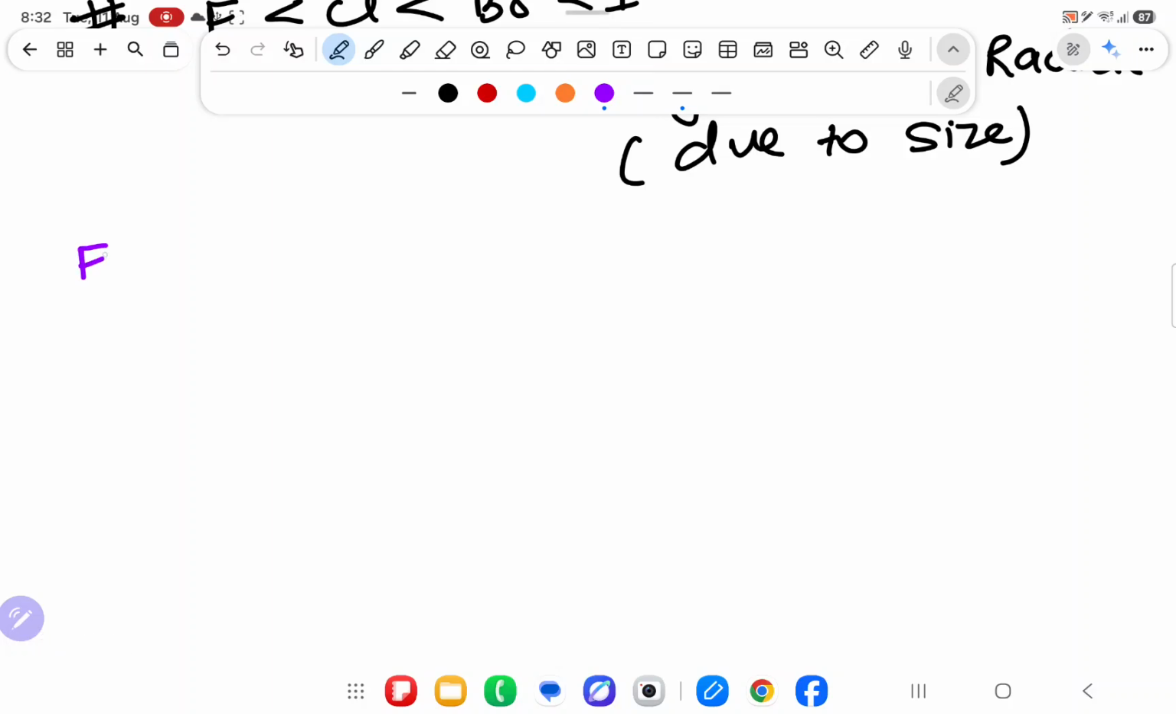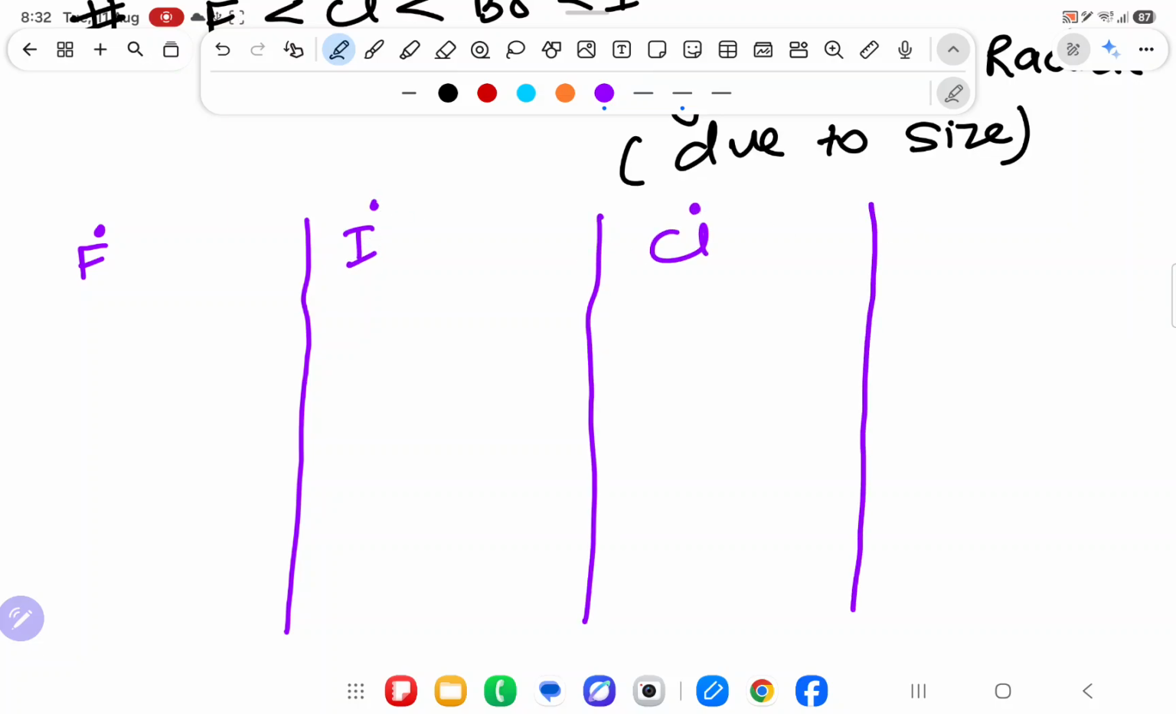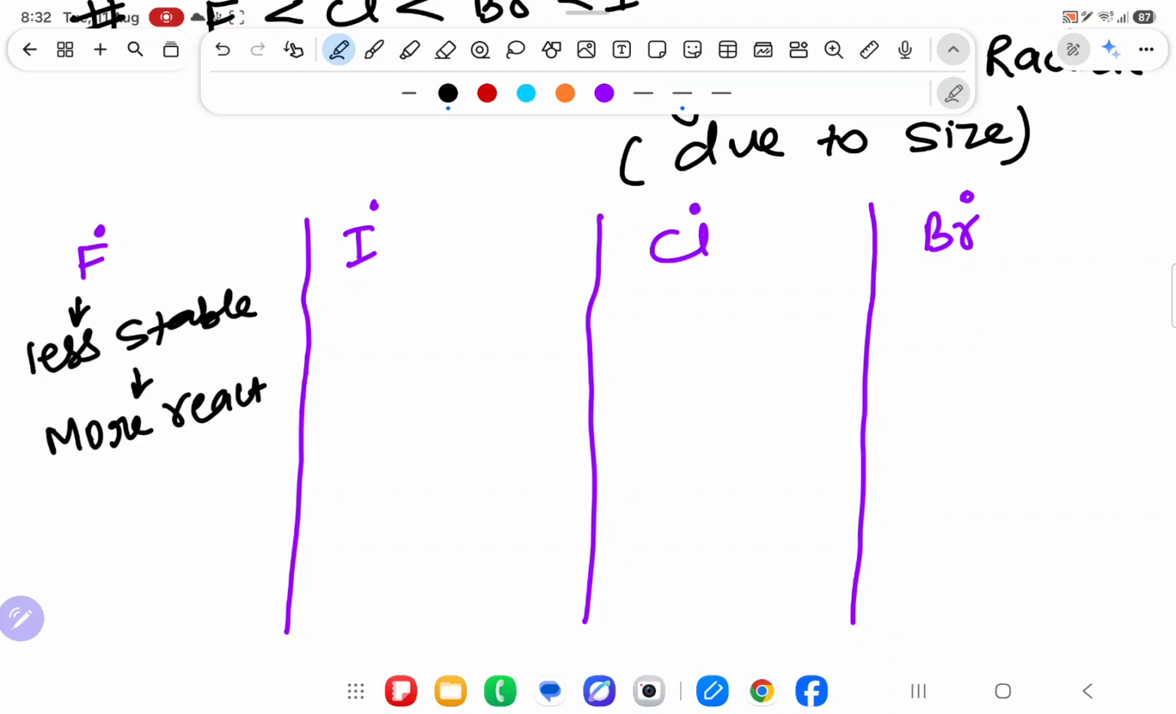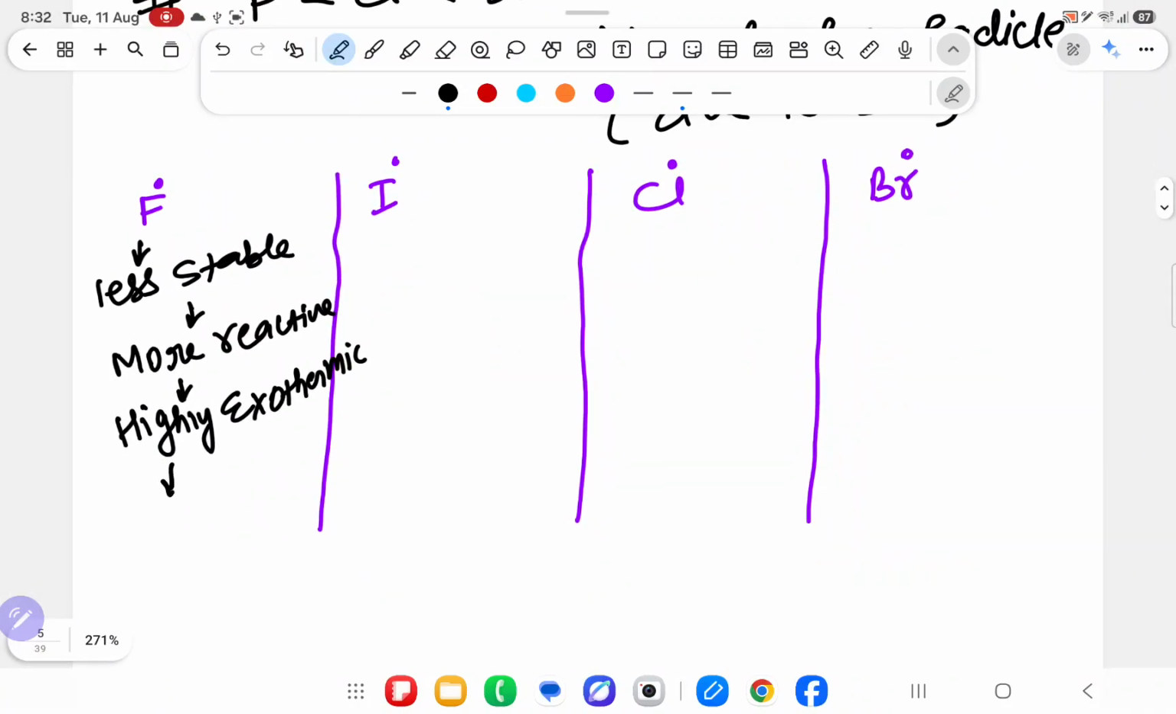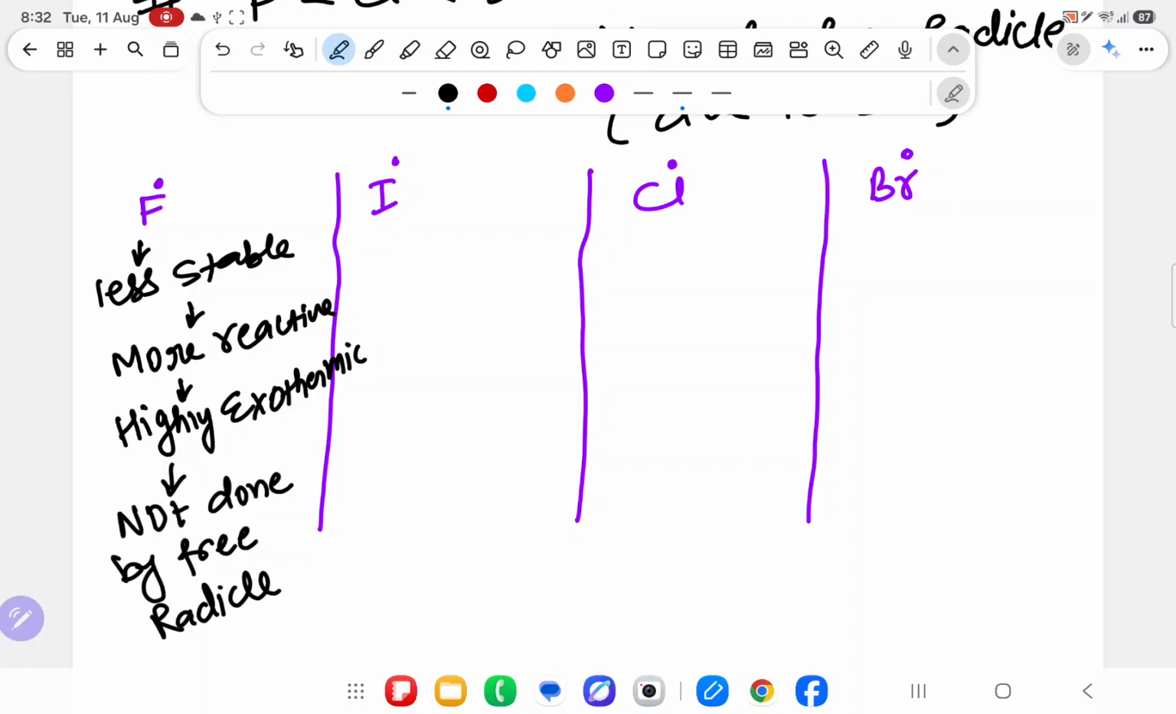Now suppose you see one place F dot, another place I dot, another place Cl dot, another place Br dot. These are the dots. Now F dot is very less stable because of size. If it is less stable, it is highly reactive, means more reactive. As it is more reactive, it is highly exothermic. And it is highly exothermic, so not done by free radical. So you will see explosion is coming. I have told you that in case of fluorine explosion will come.